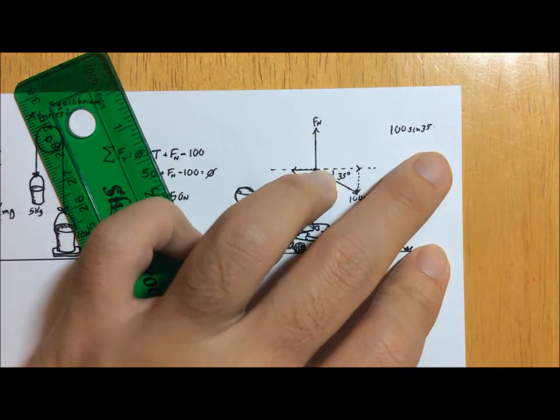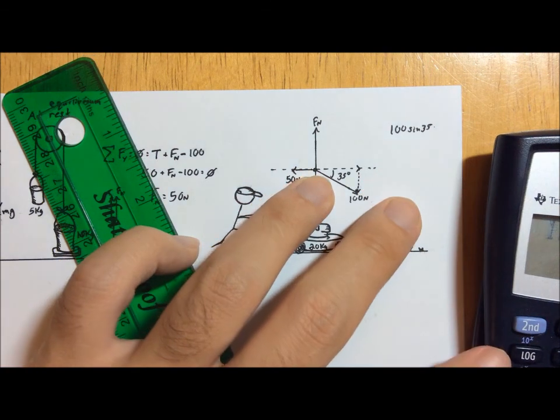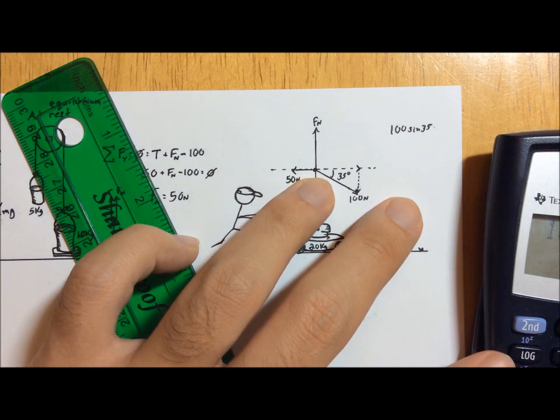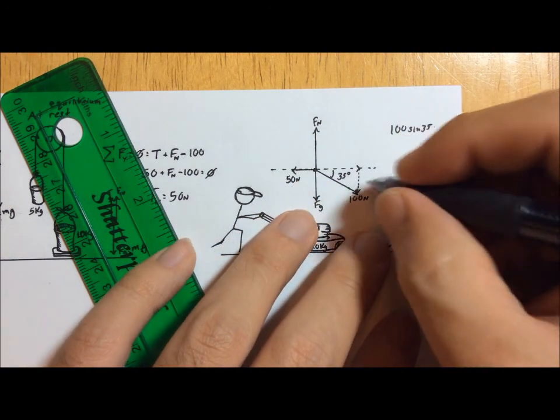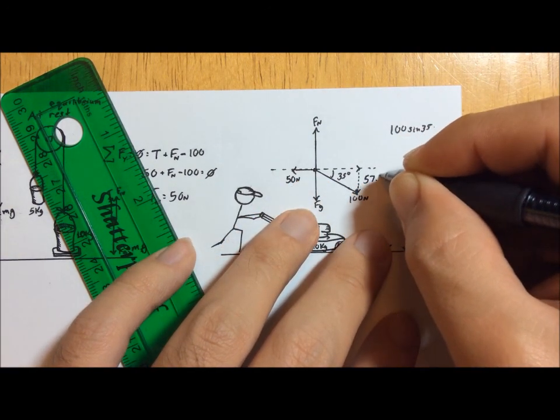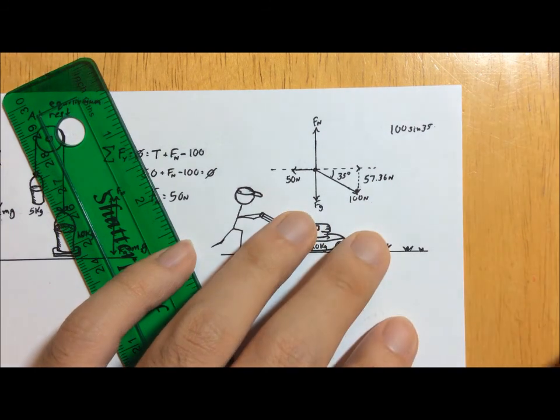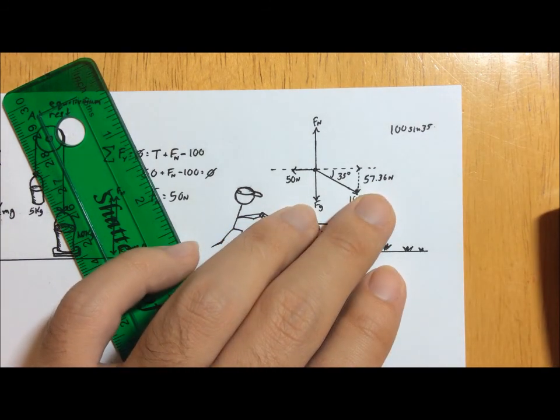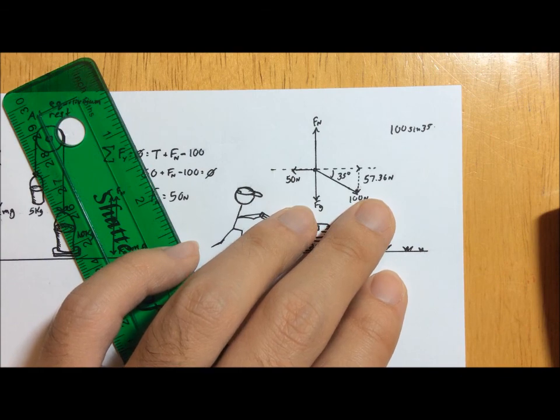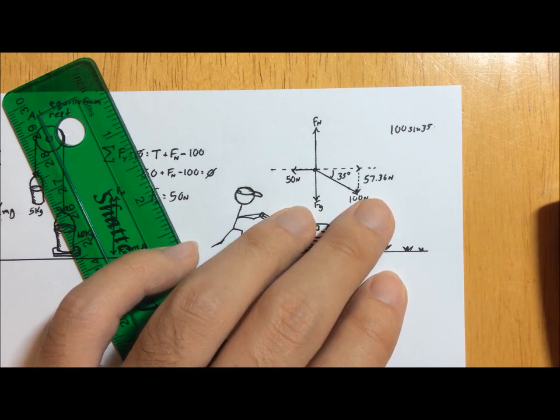100 times the sine of 35 gives me 57.36 newtons. And for the other side, I'm going to take 100 times the cosine of 35, and I'm going to get 81.92 newtons.